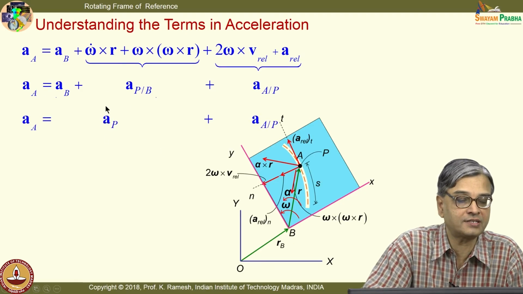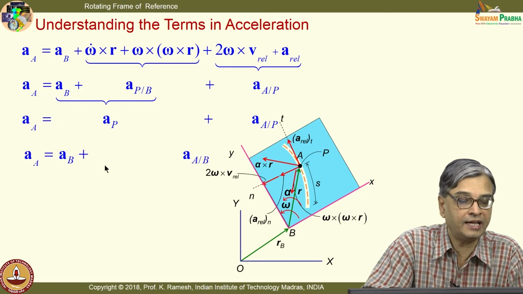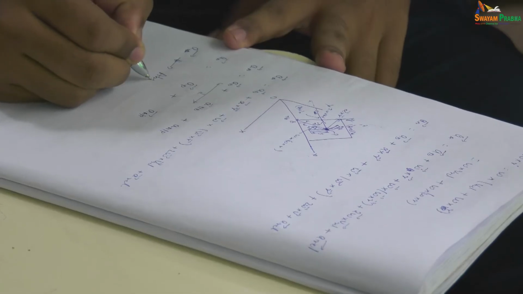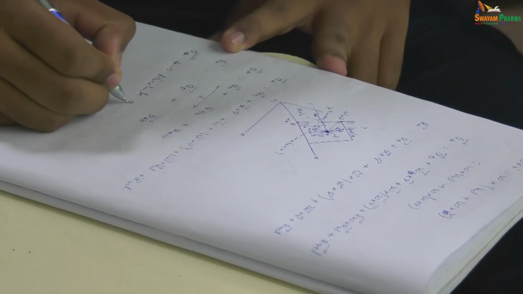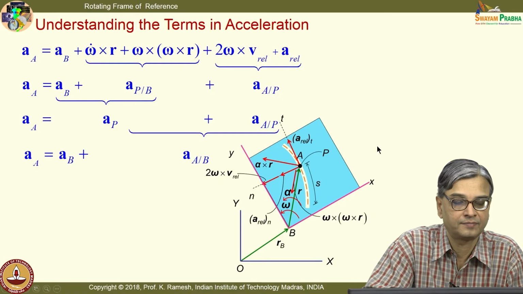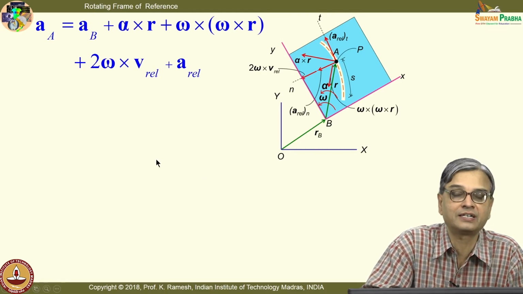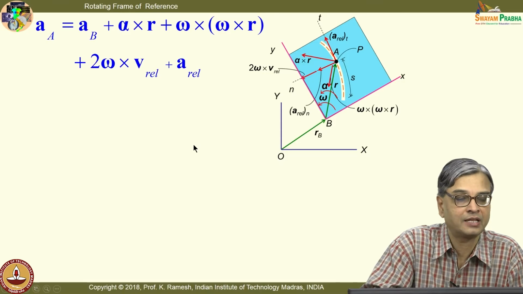So, I can put this as AP plus acceleration of A with respect to P. This is one way of looking at it. And then the whole of these quantities can be looked at as acceleration of B plus acceleration of A with respect to B. So, this is what you have here, and we also have terminologies which explain whatever I have said.